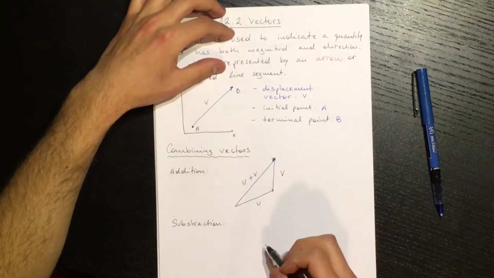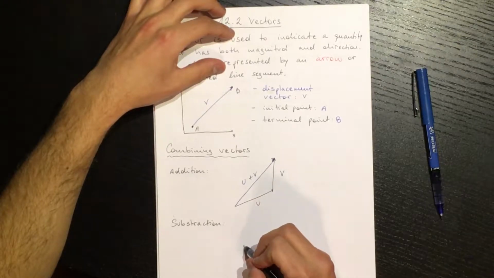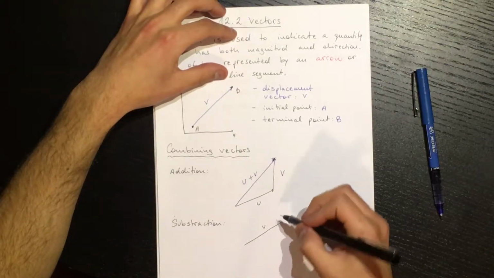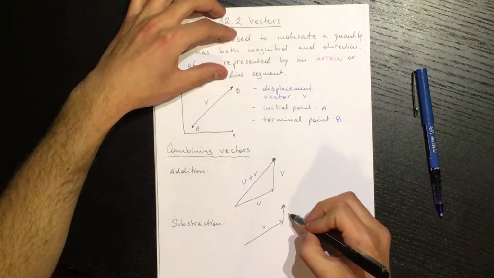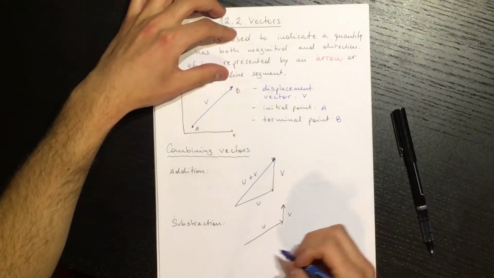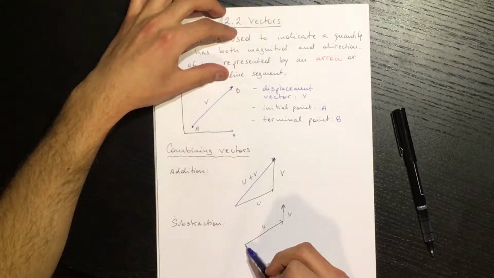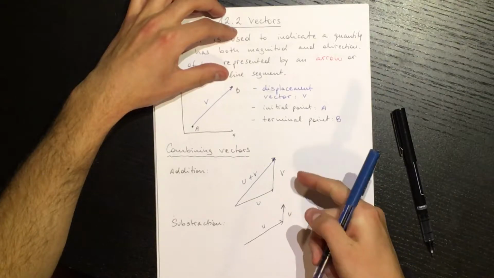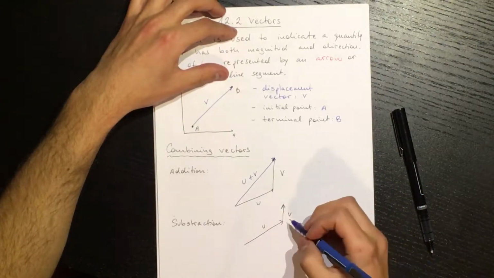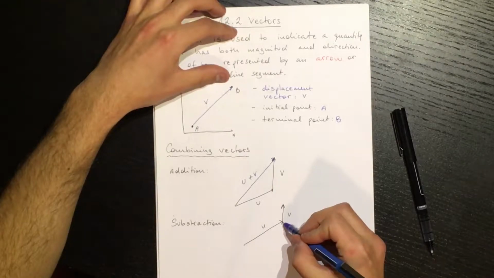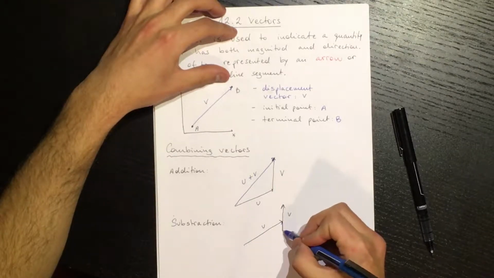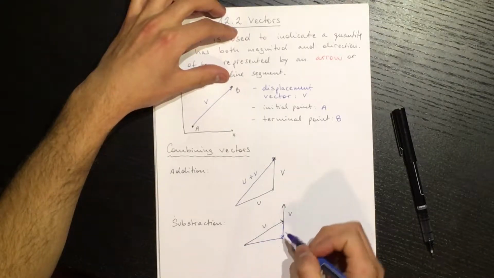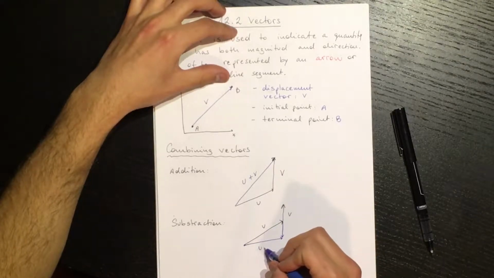Same with the subtraction. If we have vector U, for example, and then vector V right here, for U minus V, we're going to go from the start of U, and since it's minus V, it's the opposite of V. The direction is opposite but the magnitude is the same. So we start here up to this point, and then minus V is going to go down here. So from the start towards the end, it's going to be U minus V.